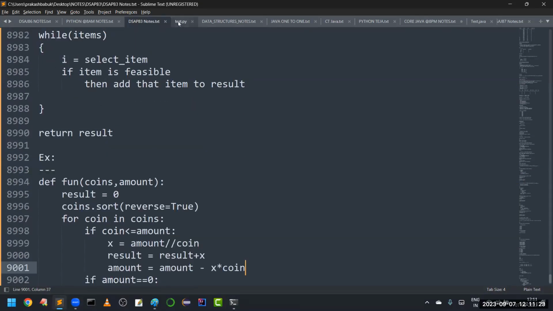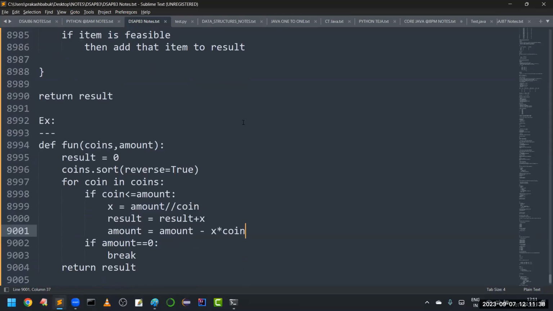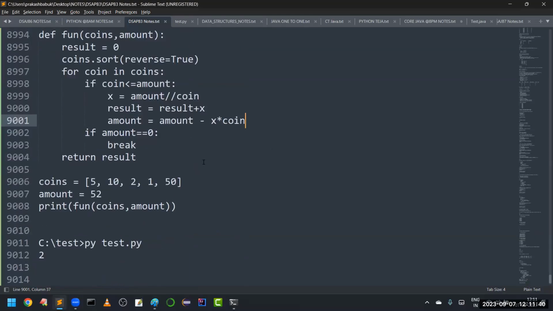There is no external technique, sir. We just have to imagine the problem statement and check whether you are expecting the maximum profit or minimum value or maximum value. Based on that, we have to write. Are you clear with this? Yes, sir. Right.